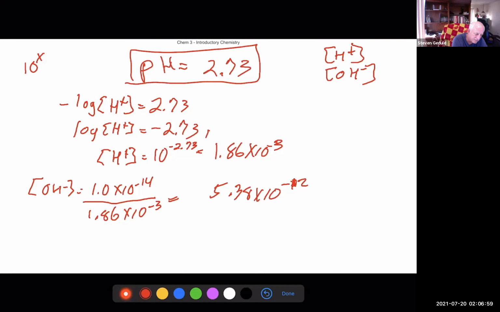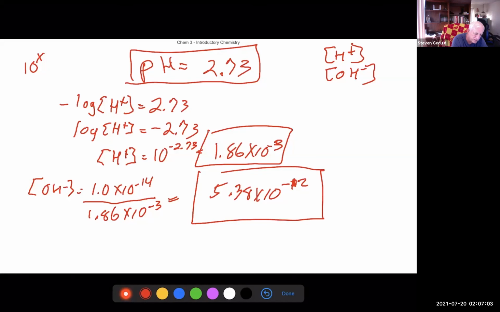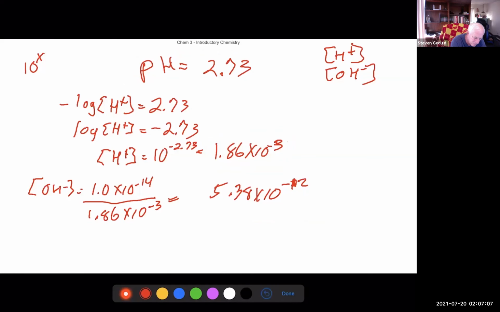I could find the H plus concentration by taking the inverse log. And I can find the OH concentration. Let's do 10 to the minus 12. Do that right. 10 to the minus 12. There we go. So starting with our pH, I can find the H plus, I can find the OH minus, I can find the pOH. You know, one of those facts that we went over before. Okay.